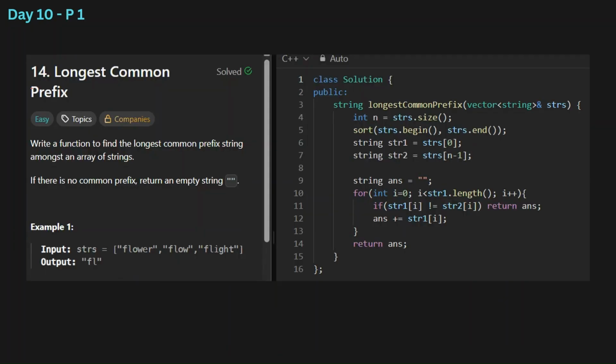So on day 10, I did three DSA problems. The first one was an easy level problem called the longest common prefix. We have to find the longest prefix that is common between these words. As you can see, FL is common in all of these words, so we have to find such common prefixes. What we have done here is, first of all, we sorted the array, the vector, and then we took the first string, which is the shortest, and the last string, which is the longest. Then we compared these both strings. If they're equal, we add them into the answer, and then we return the answer.